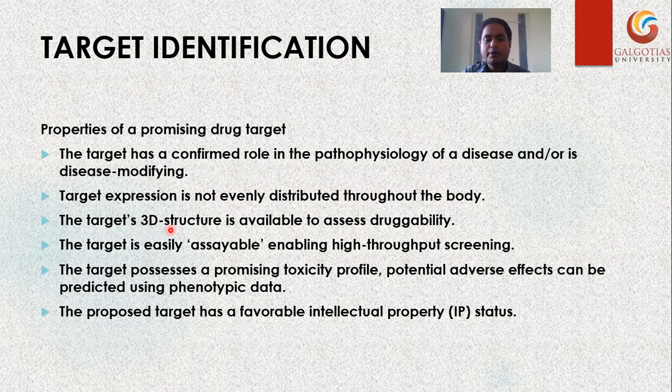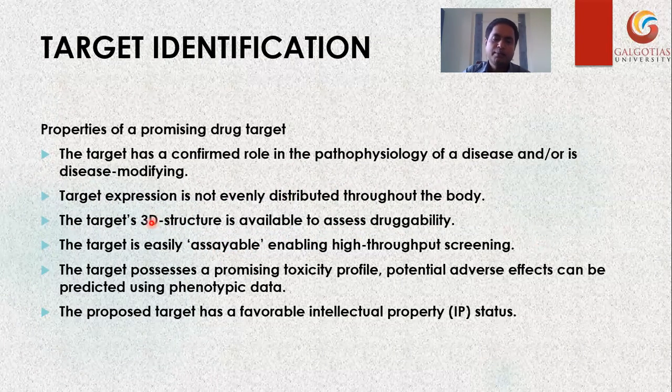The 3D structure of the target should be available to assess the druggability. This is an important aspect: the three-dimensional structure or atomic coordinates should be present in the Protein Data Bank for assessing the druggability. The target is easily accessible, enabling high throughput screening. The target poses a promising toxicity profile. Potential adverse effects can be predicted using phenotypic data. And the proposed target has a favorable intellectual property status. So you can also patent the mechanism of your drug.